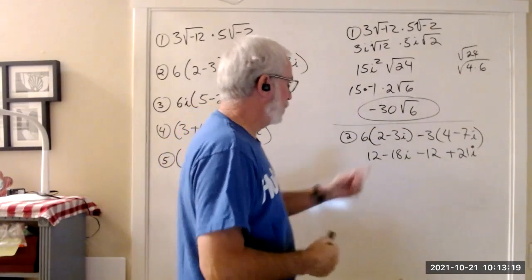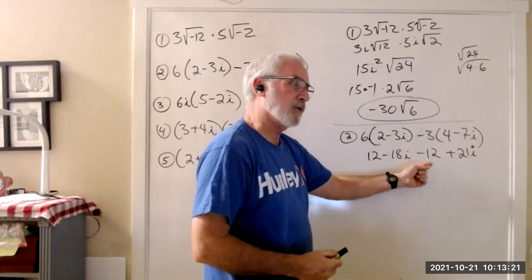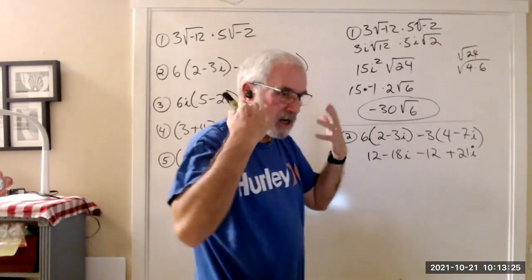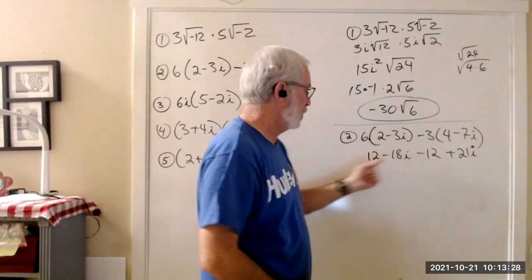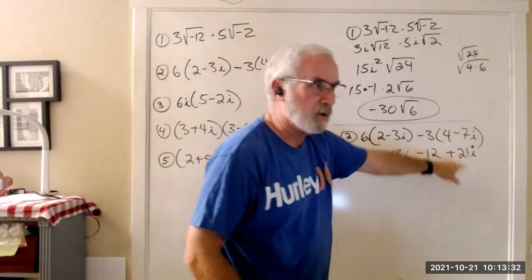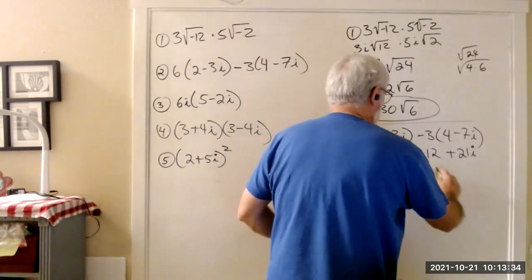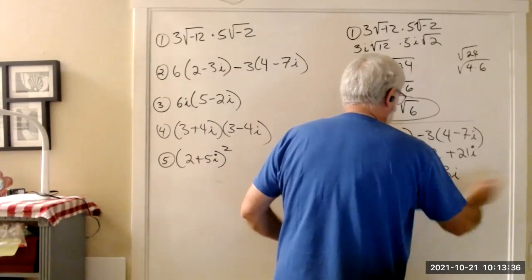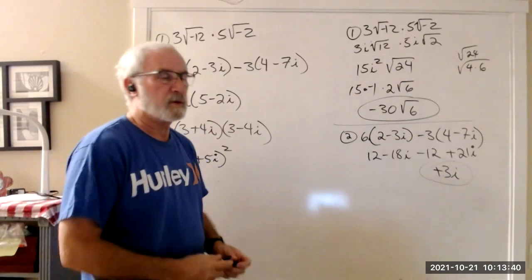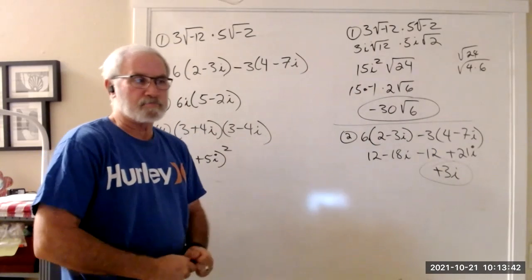Add like terms. The two 12s, positive 12 and -12, are the real numbers, so in our minds those are like terms. 12 and -12, they wipe out. But -18 plus 21 is plus 3i, or just plain old 3i. Is that okay with everybody?